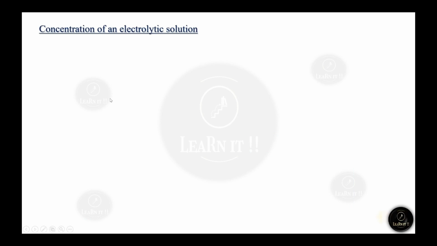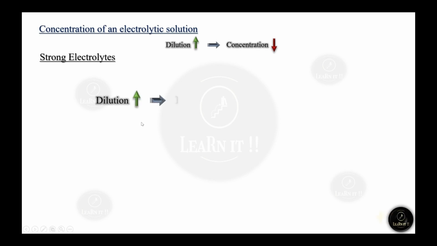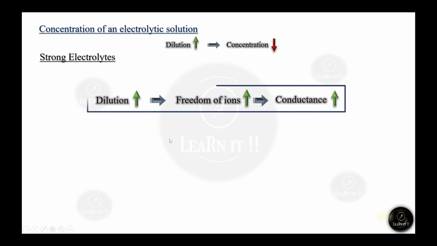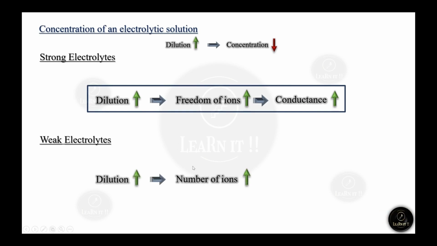That's why, with respect to concentration of an electrolytic solution, as the dilution increases, concentration decreases. With respect to strong electrolytes, if the dilution increases, freedom of ions increases, so conductance increases. With respect to weak electrolytes, if the dilution increases, the degree of dissociation increases, it means the number of ions increases. So conductance increases.